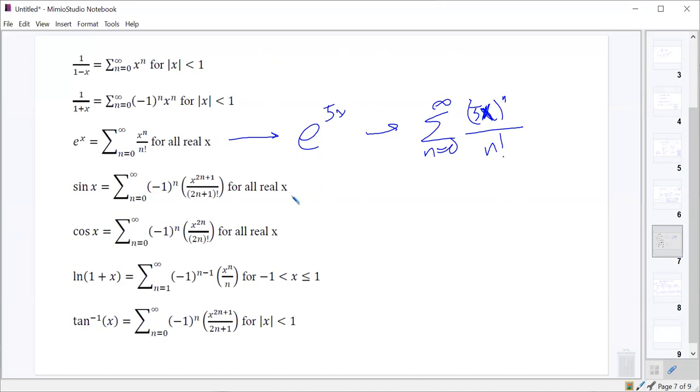Suppose we had natural log of 1 plus x, and we wanted to turn it into natural log of 1 plus 2x. We just replace the x with a 2x, and we can just resolve the new inequality to find the new interval of convergence. And if I wanted to find the inverse tangent of x squared, I just replace the x with x squared and resolve to find the new interval of convergence. Easy enough or no?